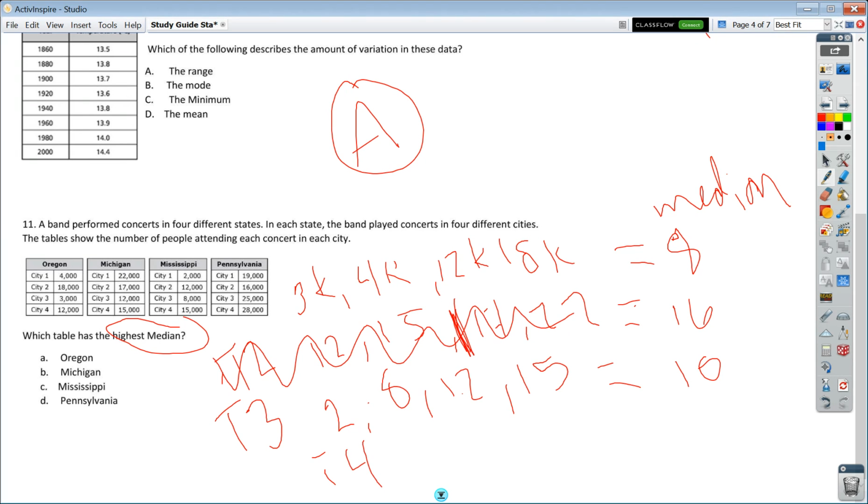So I've got 16, 19, 25, 28. And so we're halfway between 19 and 25. If I add those together, that's going to be 44, so it's going to be 22. So table 4 is the answer. Table 4 is Pennsylvania.